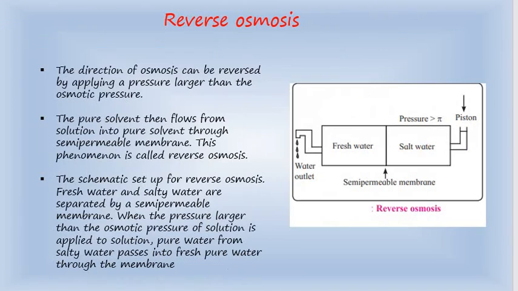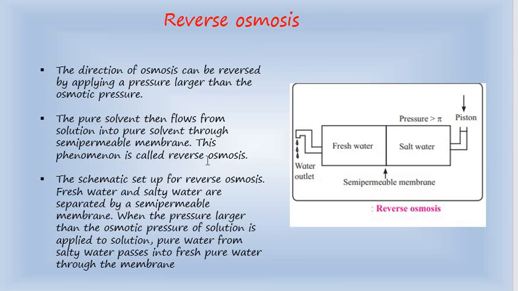Now, reverse osmosis. What is this? We have learnt that osmosis is the flow of solvent through a semi-permeable membrane into the solution. The direction of osmosis can be reversed by applying pressure larger than the osmotic pressure. After applying pressure, the pure solvent will flow from the solution into the pure solvent through the semi-permeable membrane, and then it is called reverse osmosis.